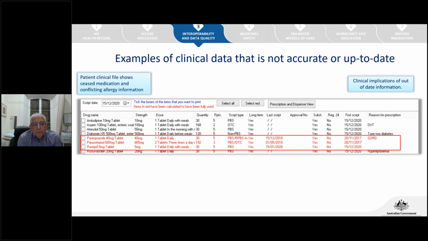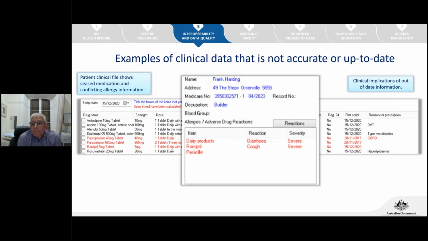Now, additionally, there's some conflicting data. There's an adverse reaction to taking ramipril. However, it shows there's an allergy to the medication. So it shows the allergy to the medication, but it's still showing in the current medication. And again, this information would be shared in any shared documents.